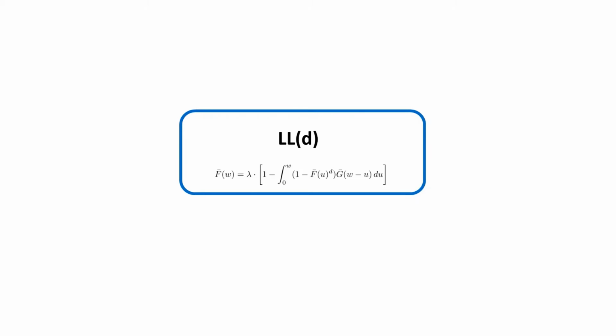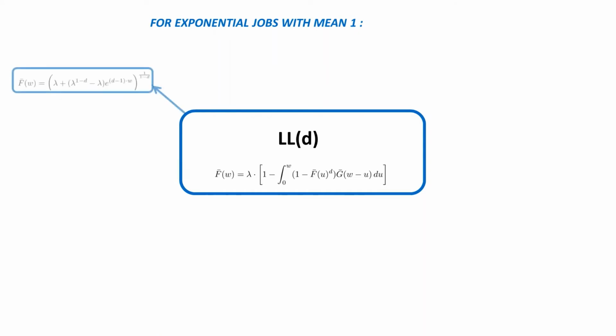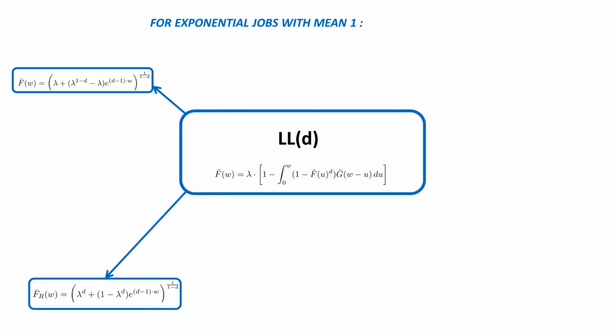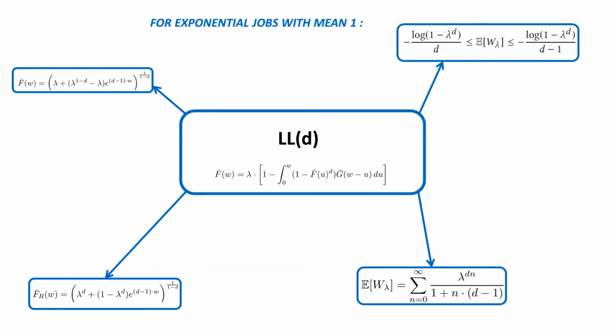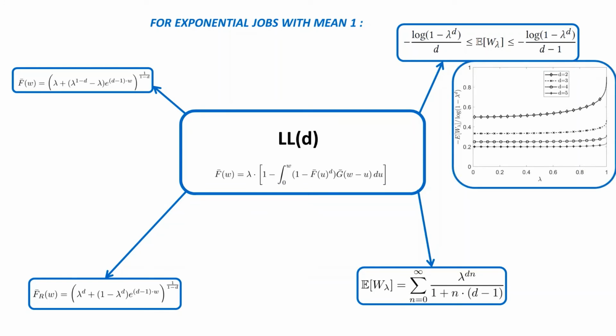Now, in case job sizes are exponential with a mean equal to 1, we have some more analytical results. For example, we can compute the stationary workload distribution F bar of W in closed form. We find the response time distribution in closed form. We also have a simple sum formula for the expected waiting time. And we also find a very simple upper and lower bound on the expected waiting time, and we can graphically illustrate the accuracy of these approximations. We observe that as D increases, these approximations become exact.